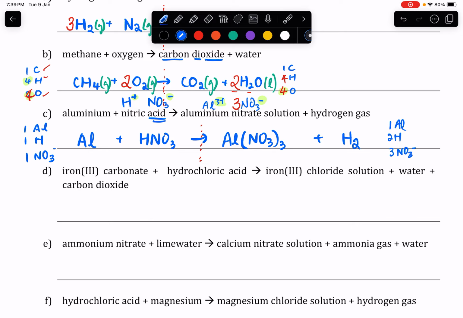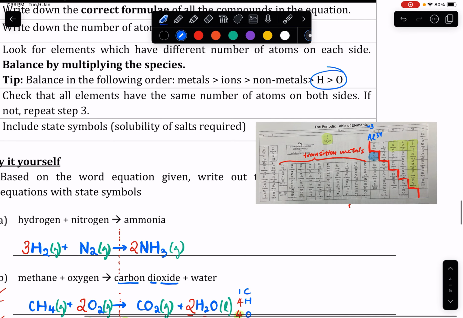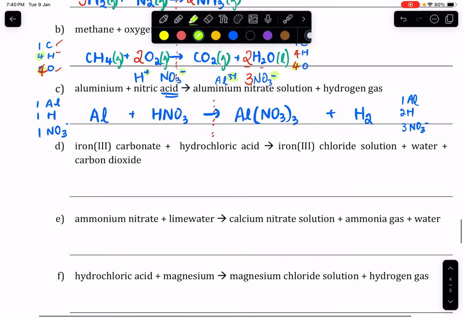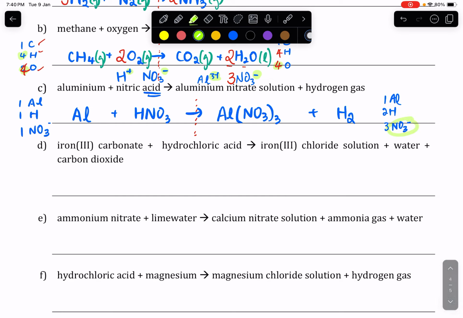Okay, so what should I balance first? Again, if you go to this rule, you'll see that between metal was already balanced, right? My aluminium was balanced already. Next is ions. So if I look at my nitrate, can you see that this is not balanced? This is 3 and this is 1. The lowest common multiple would be 3. So this one times 3. So I put a 3 here. This one also must times 3.